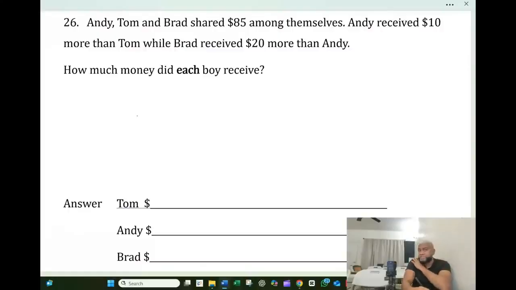So Andy, Tom, and Brad share $85 amongst themselves. Andy receives $10 more than Tom. So let me deal with Andy first. Andy will be represented by a box. So Andy would be one box. Everybody good there? That's Andy. Now let's deal with brother Tom. Andy received 10 more than Tom. This is Tom. Hold on.